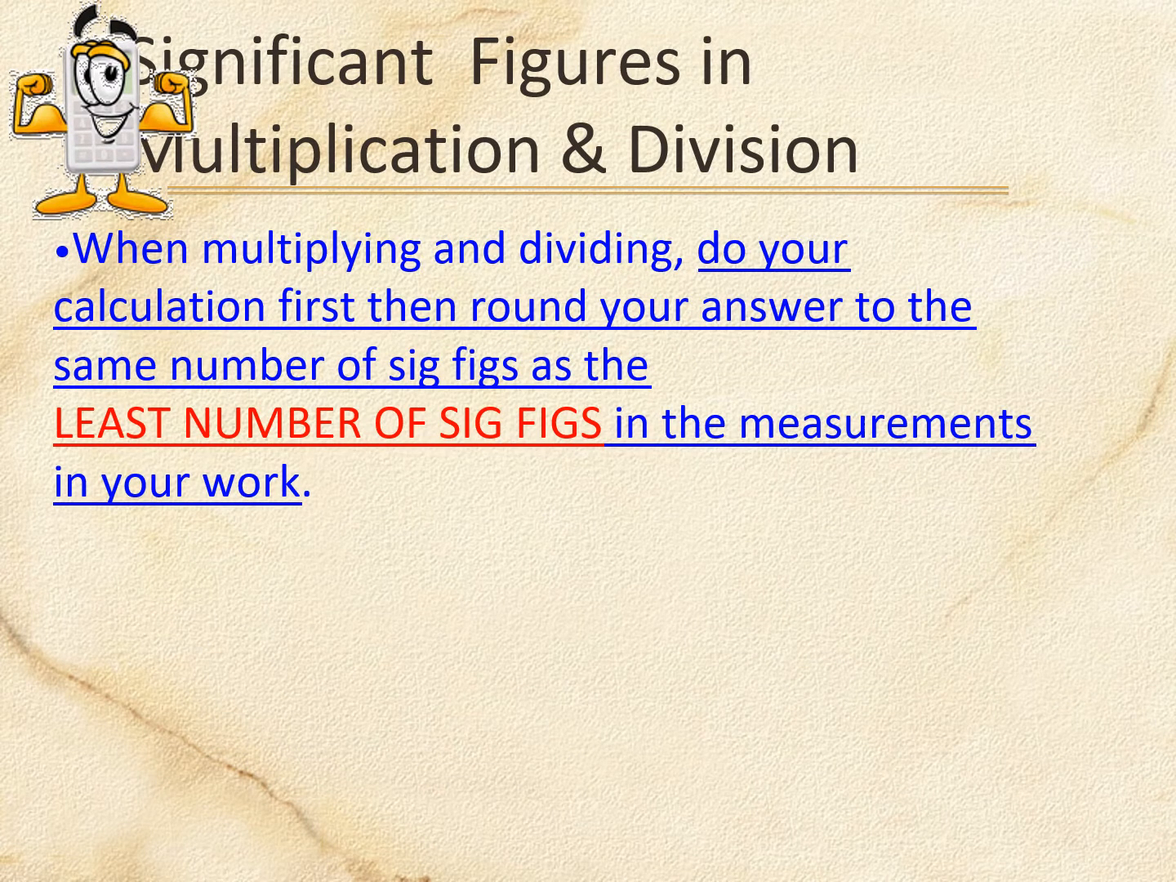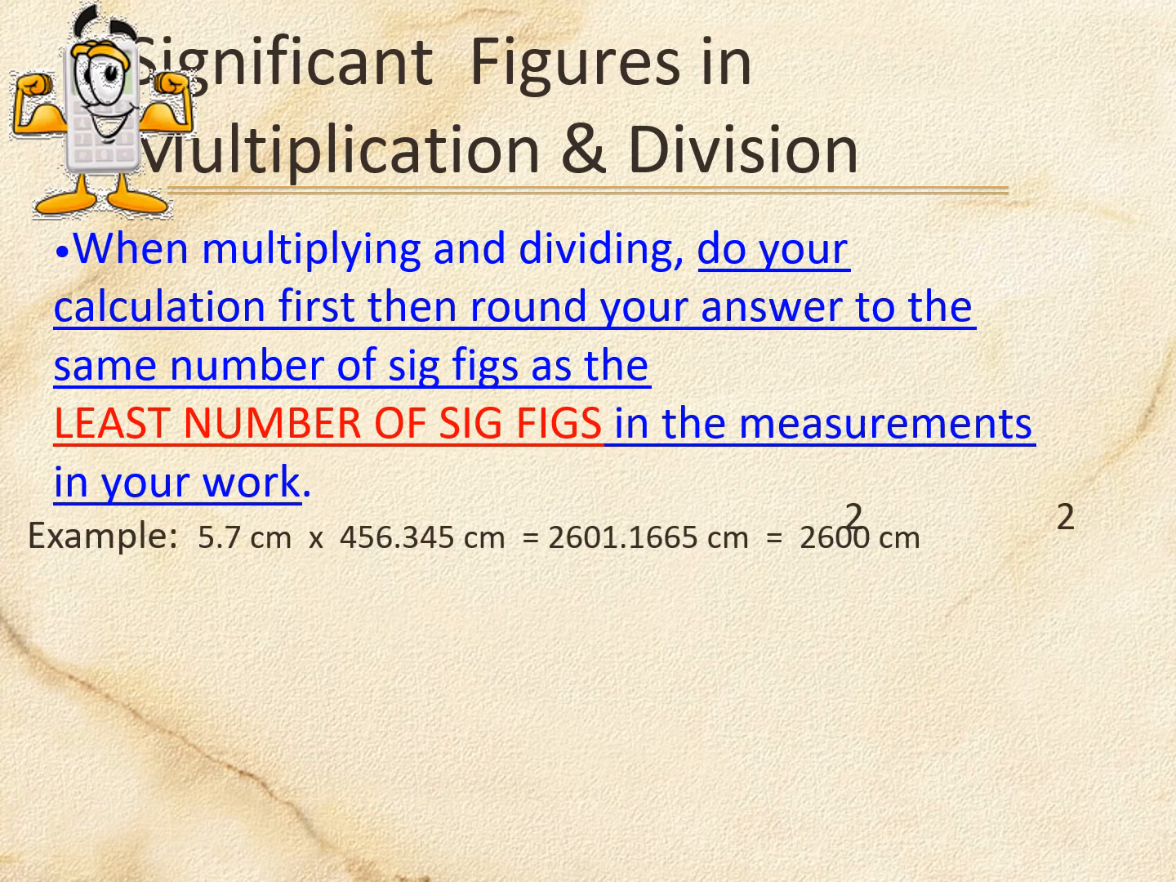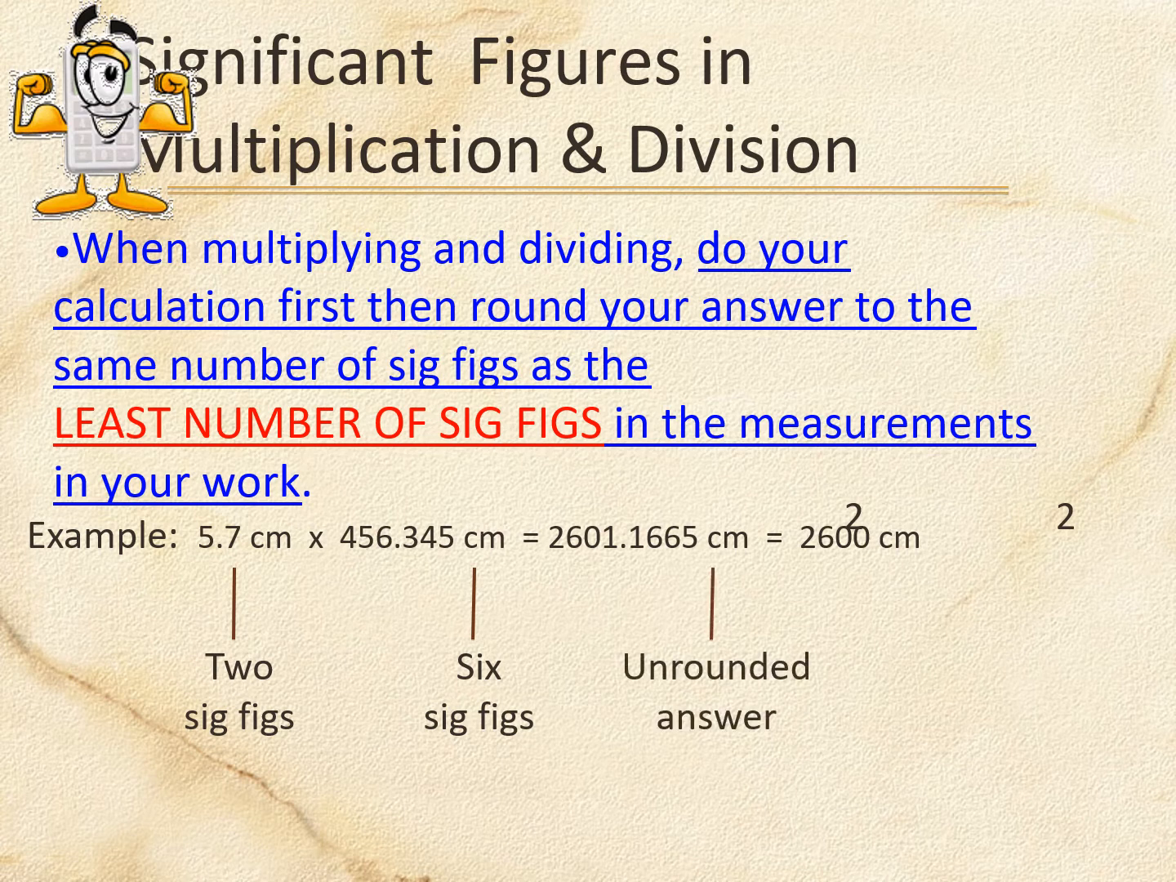When multiplying and dividing, you round your answer to the least number of sig figs. So you have to know how many sig figs each number you have has. So 5.7 times 456.345. 5.7 is 2 sig figs. 456.345 is 6 sig figs. This is your unrounded answer, so it's very big.